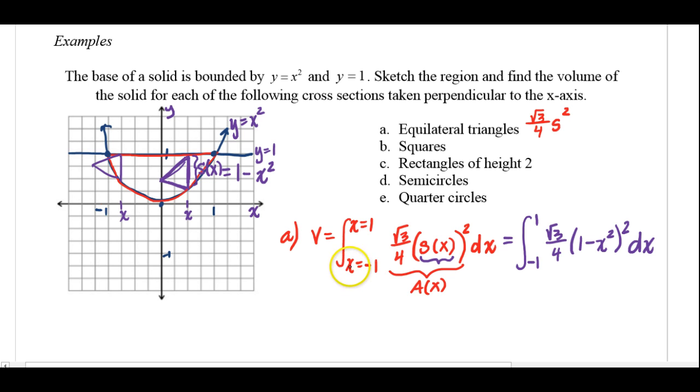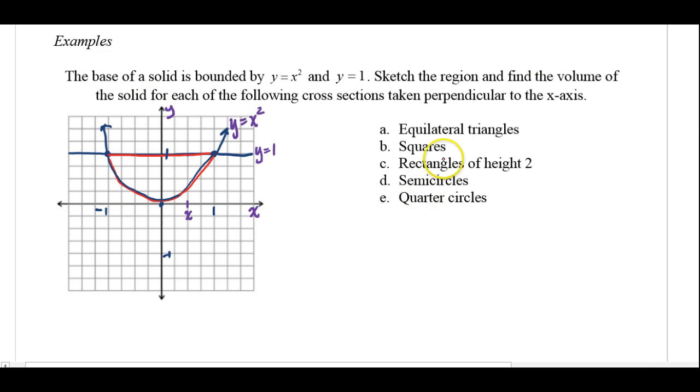So for now we have x equals -1 to x equals 1, and then our side is in terms of x, so 1 minus x squared dx. So this is the setup of our integral, and again the focus is on the setup. We can solve this on our graphing calculator from here.